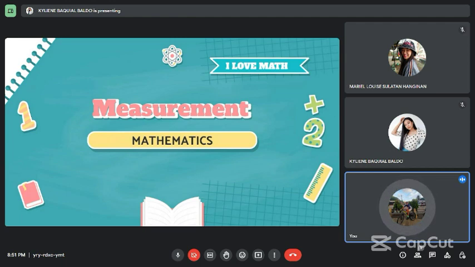Today, students, another day, another topic to tackle. So today, let's talk about measurements in mathematics.